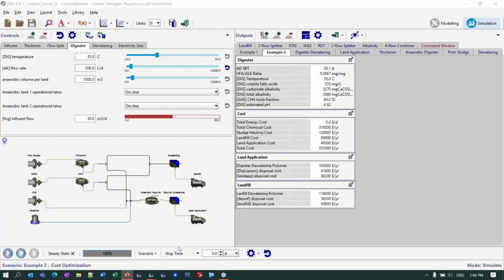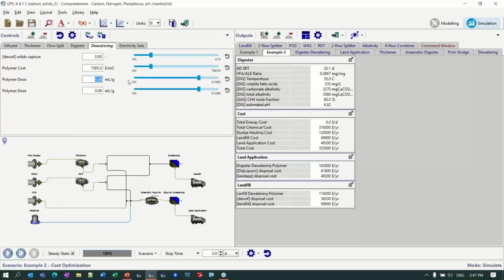Okay, so now let's look at changing the polymer. I'm going to leave this at the new dosage for our caustic, and I'm going to go to the dewatering and reduce the amount that we're dosing for the polymer by quite a bit. So these numbers will come down here as well, and we'll see whether that causes us problems, because we might not dewater as well, and therefore we're going to pay more for hauling. So I'm going to run that. And certainly these polymer costs came down, and these ones went up a little bit.